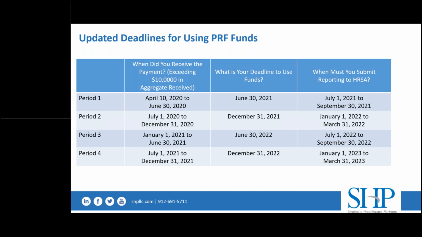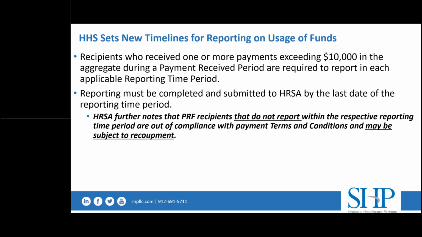All right, next slide. Who has to report? It's anybody who received more than 10,000 in the aggregate during that time period that I was just referencing. So they're very clear to say if you don't report, then you are out of compliance with the terms and conditions that you signed to receive and keep the money, and you may be subject to recoupment. So there's no question that we do need to report and do the best job we can with. It's not just supporting the expenses and revenues. There's a lot of other information that they're going to be requiring through the process.